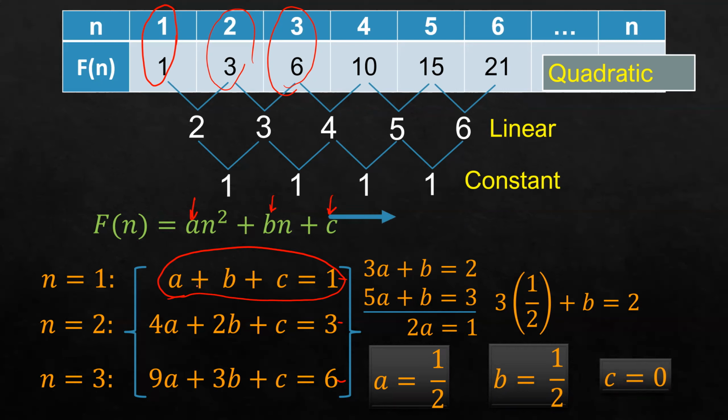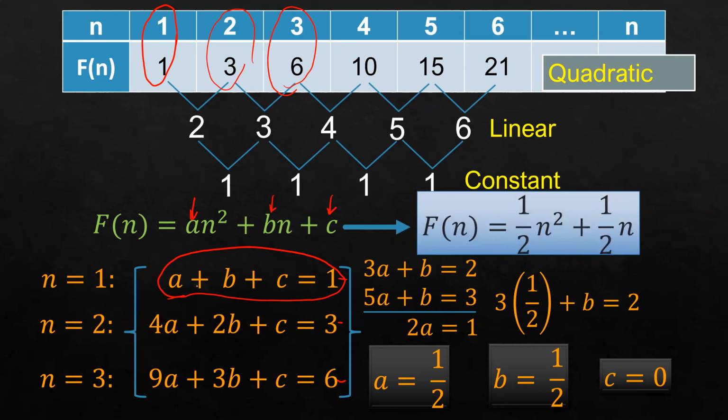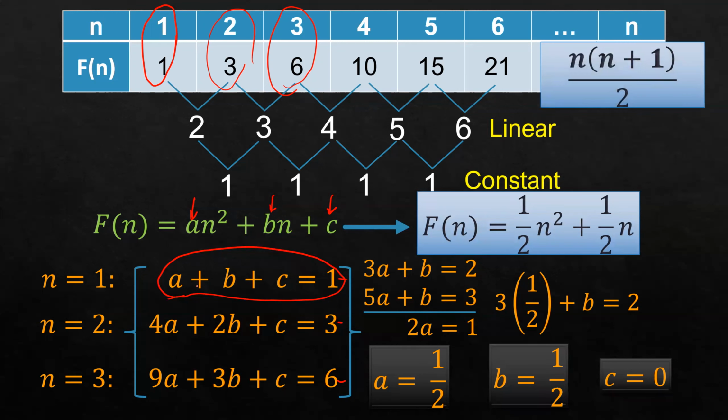So the equation that we are looking for is f of n equals 1/2 n squared plus 1/2 n. Now, if we write it with a common denominator and factor out the n, the nth term of this function is n times n plus 1 all over 2. Okay, and that is how finite differences work. It's based on the concept that we've learned in calculus, meaning the slope function. All right, now let's look at another example.